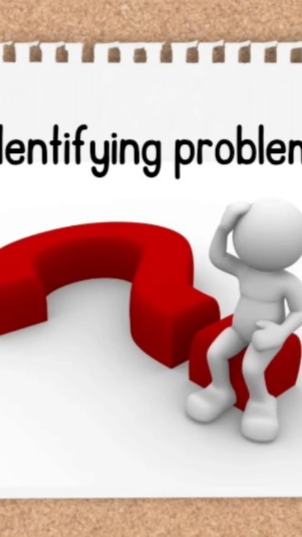So when conducting a research, there are some steps that you need to follow. Here in this video, we just discussed 6 of them. The first one is about identifying a research problem.